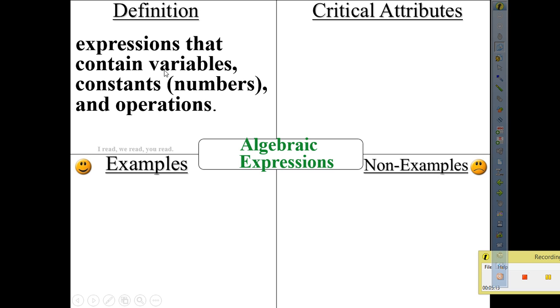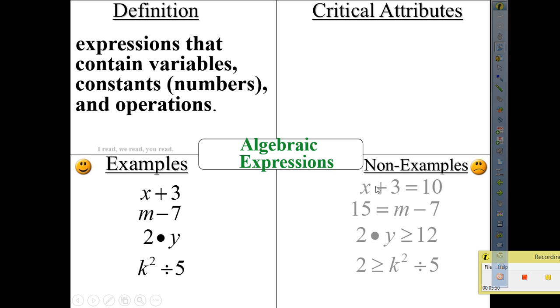Expressions that contain what? Variables, constants, and operations. Algebraic expressions are expressions that contain variables, constants, and operations. Example: x plus 3, m minus 7, 2 times y, k squared divided by 5. All those are examples of algebraic expressions.